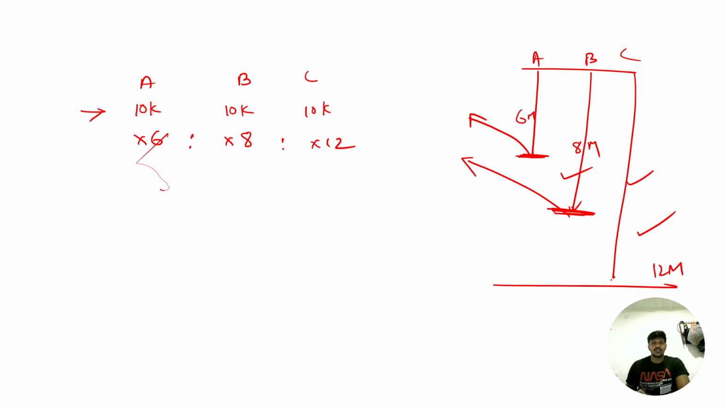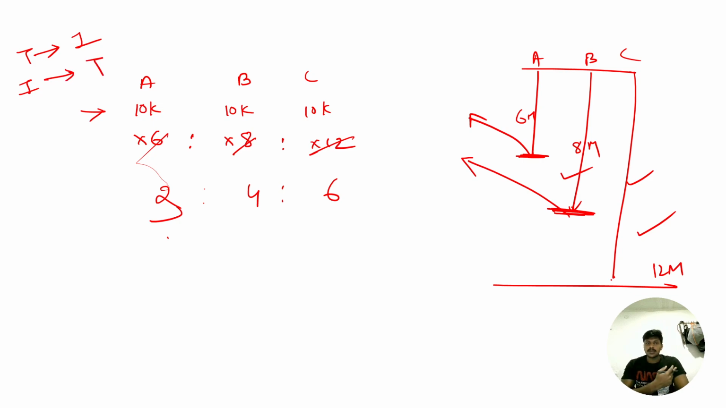What is the ratio here? Sorry, this is 3. 3 is to 4 is to 6. In that ratio, you have to divide your profits. Simple thing. If the time is constant, divide according to investments. If the investment is constant, divide according to time period. In the previous case, time is the same, that's why the investment ratio. Here, investment is the same, that's why the time period ratio.